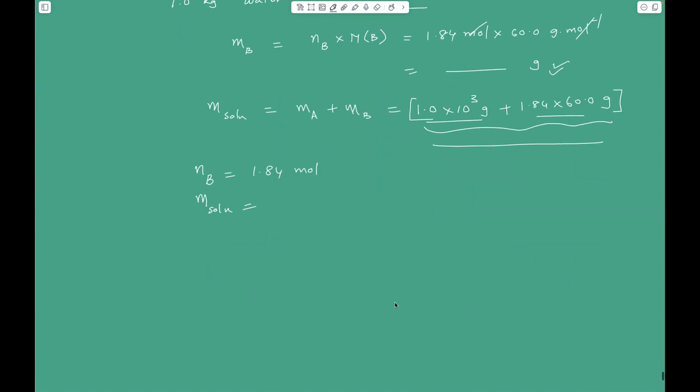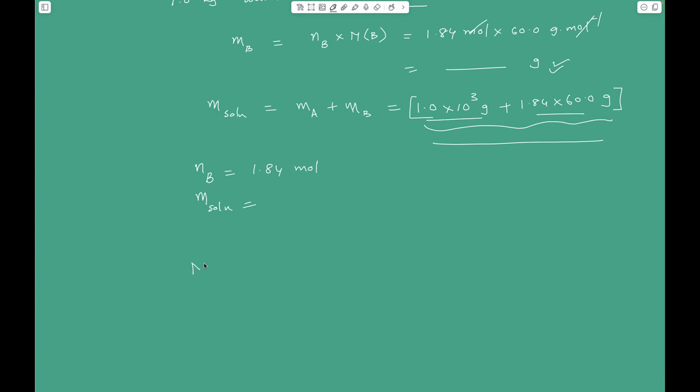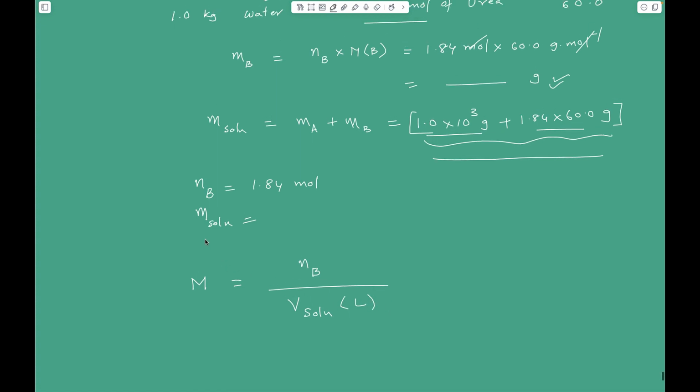Now how do you calculate the molarity of a solution denoted by capital M? It is the number of moles of solute, or the amount of substance of solute, over the volume of the solution in liters. Wait a minute. What we have here is the mass of the solution. But to calculate molarity, we need the volume of the solution.